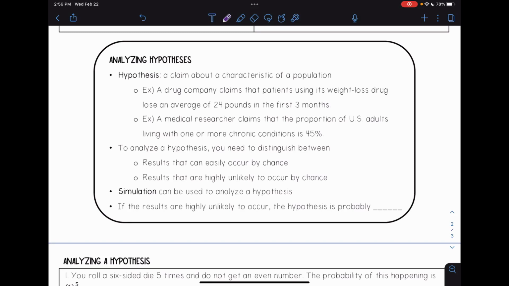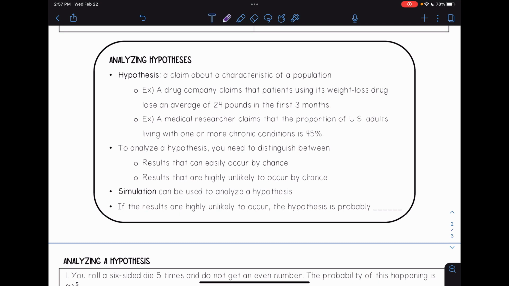In this video, we're going to be looking at analyzing hypotheses. So first, just for a definition, a hypothesis is a claim about a characteristic of a population. So here's a couple of examples. First, a drug company claims that patients using its weight loss drug lose an average of 24 pounds in the first 3 months. That is a hypothesis.